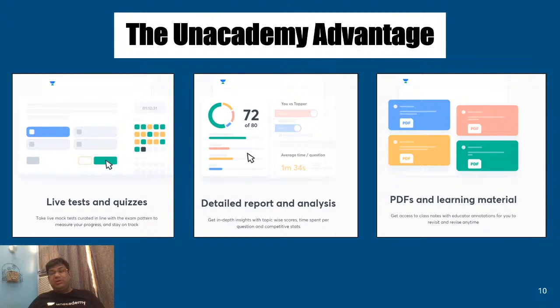After each class, you will receive detailed PDFs and learning material for downloading purposes.